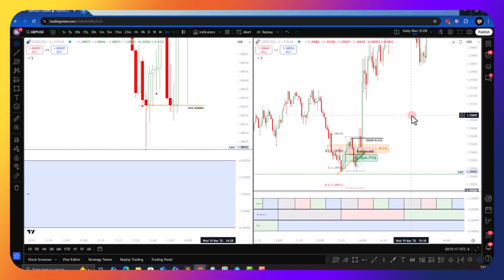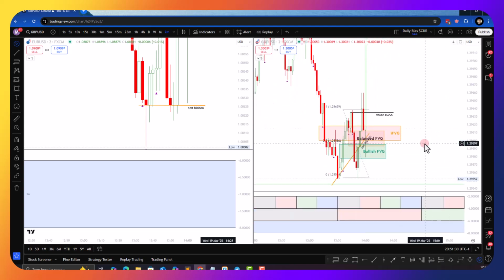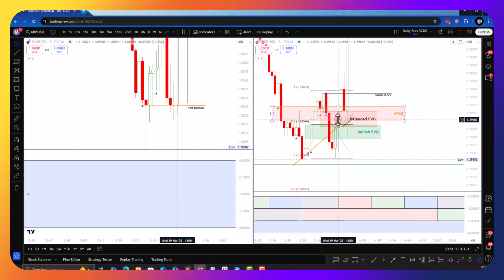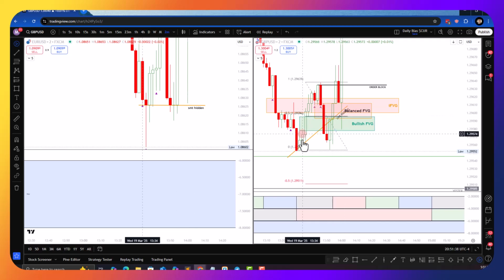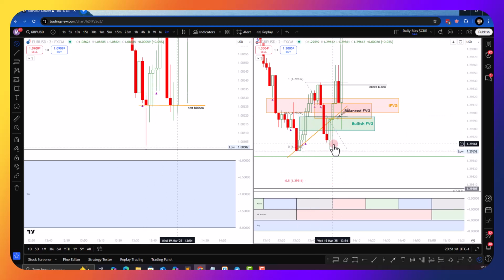So to find entries, you're going to look for sequential SMT. And then if you want to make it better, look for two-stage sequential SMT. And if you want to make it better beyond that, you need to look for change in state of delivery. And you do that by finding where balanced FVGs happen. And balanced FVGs will happen after you see sequential SMT. So it grabs liquidity, it reverses off that liquidity, it forms a balanced fair value gap, and then look for entry.